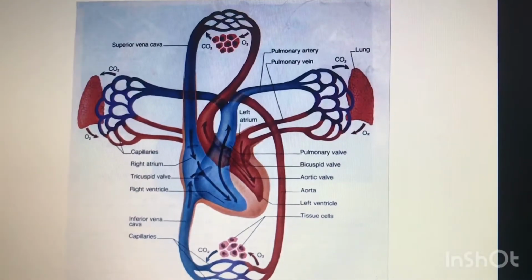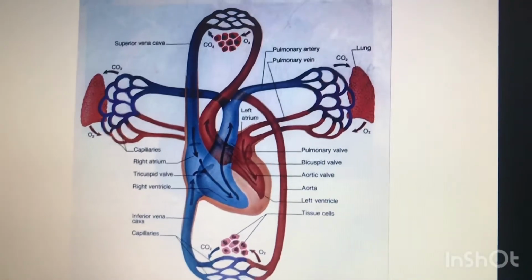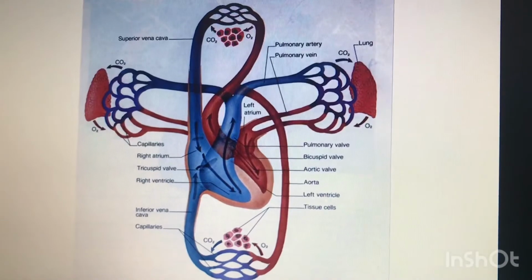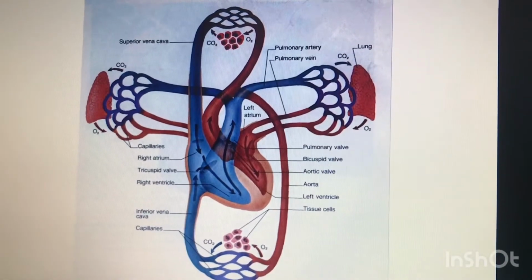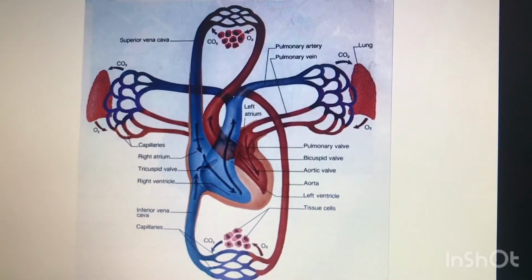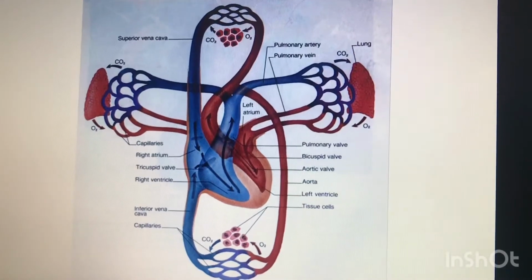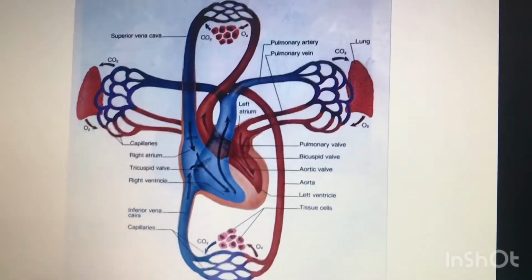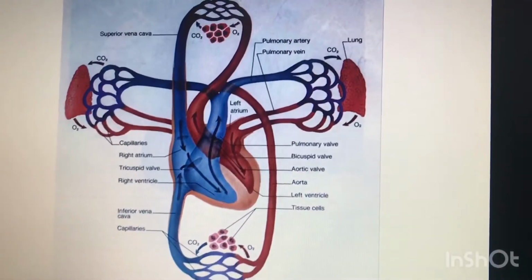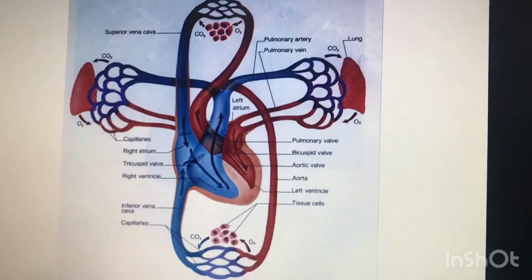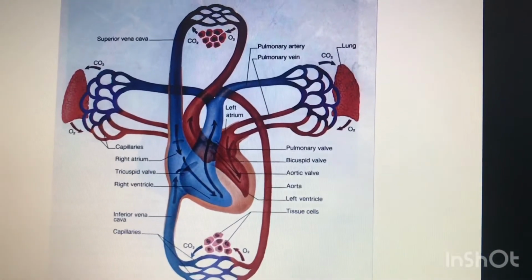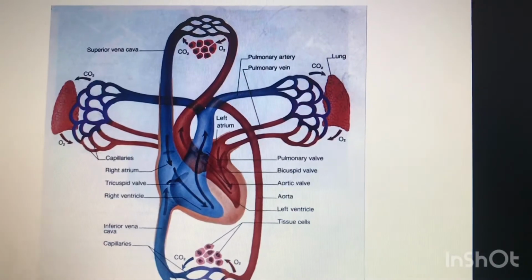Number 6, systemic capillary. Number 5, pulmonary capillary. Number 4, venules. Number 3, veins. Number 2, superior vena cava. And number 1, inferior vena cava. Then, I explain why there are vessels having relatively lower pressure and higher volume.